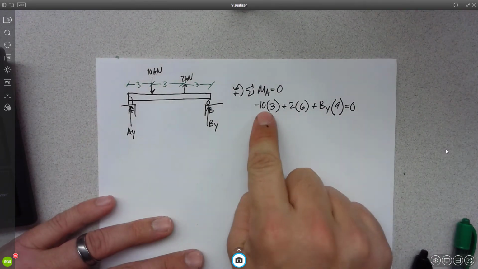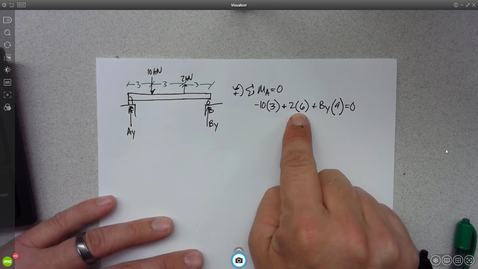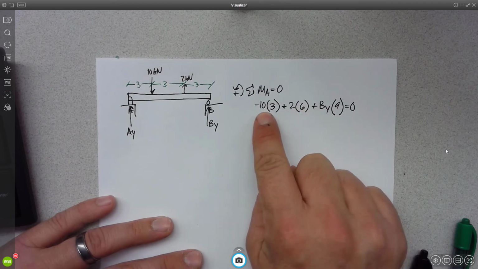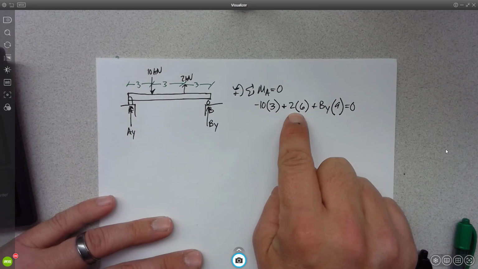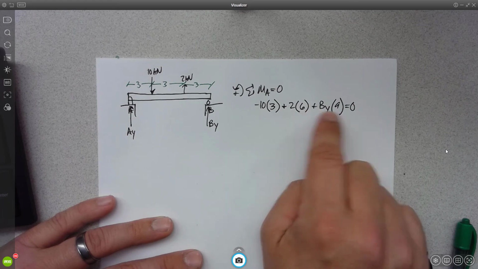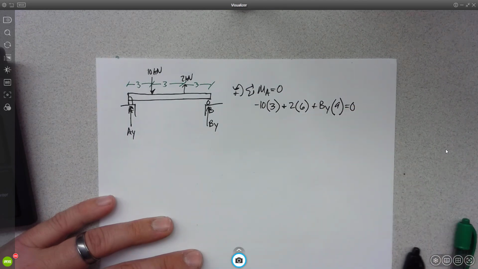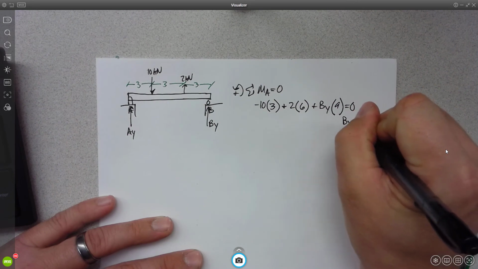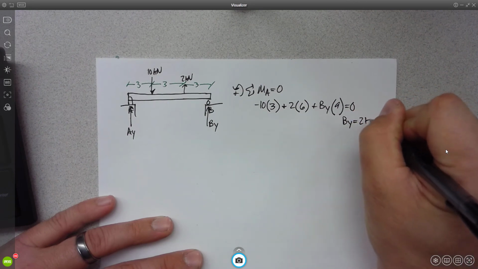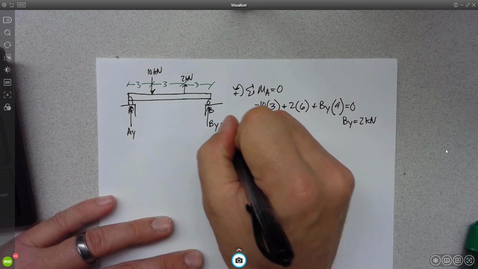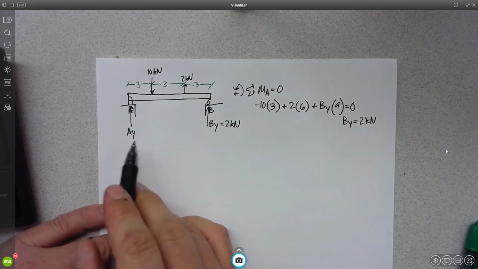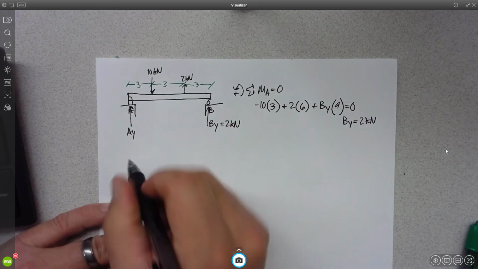Right? So negative 30 plus 18, excuse me, negative 30 plus 12, it's negative 18, right? Plus By times 9 equals 0. So we take that to the other side. It looks like By is going to be 2. That means that Ay is equal to what? 6.